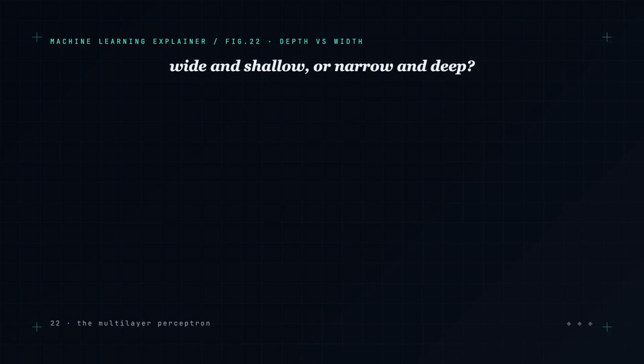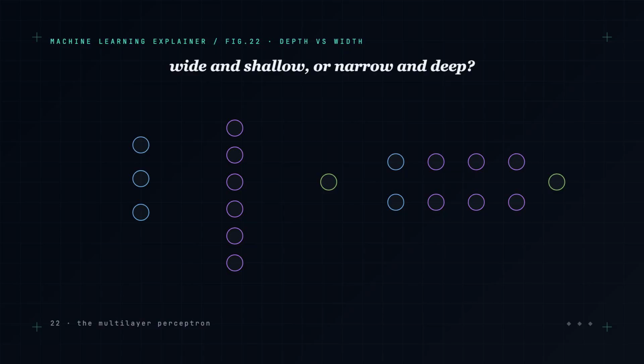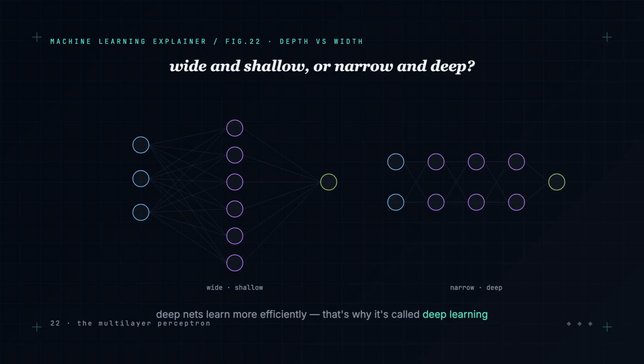But enough neurons can be arranged two ways. Width is how many neurons per layer. Depth is how many layers. In theory, a single wide layer suffices, but in practice, deep networks learn far more efficiently, reusing features across layers instead of memorizing everything in one. That's the whole reason it's called deep learning.